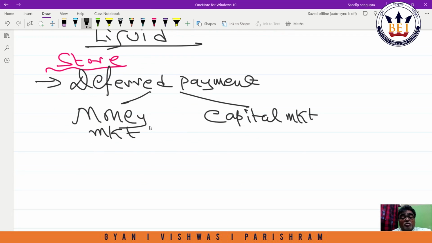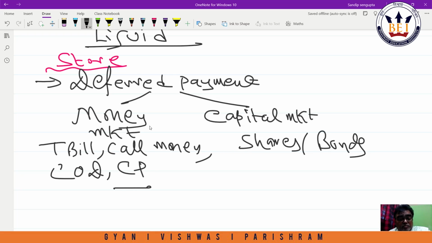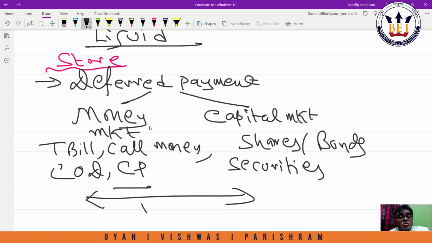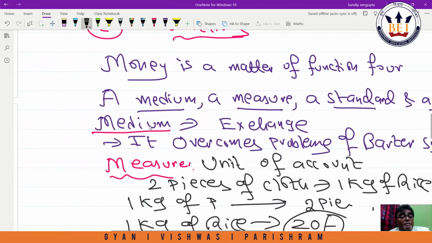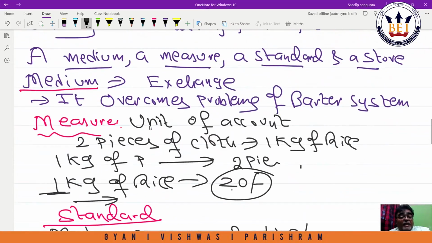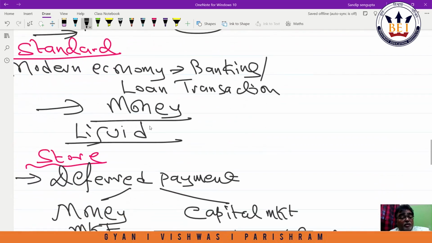Under money market, instruments are treasury bill, call money, certificate of deposit, commercial paper. These are all done with the help of money. Capital market: shares, bonds, securities. So all bridging is possible by money. So at a glance, money has 4 functions: medium, measure, standard, and store.